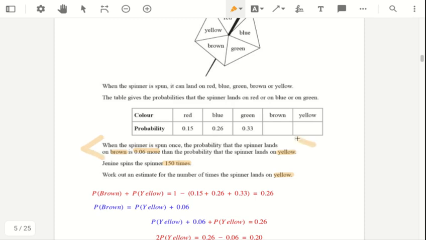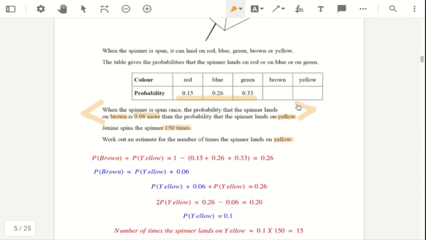Okay, but let's look at this one first. Brown is 0.06 more than the probability that the spinner lands on yellow. So probability of brown 0.06 more than yellow. So okay, we have all this given, right? So we can find the total probability of getting brown and yellow. So we take 1, minus this 0.15, 0.26, and 0.33. So we get 0.26. Okay, then the next clue is that brown is 0.06 more. So brown equals to yellow plus 0.06. Okay, this is the clue from here.